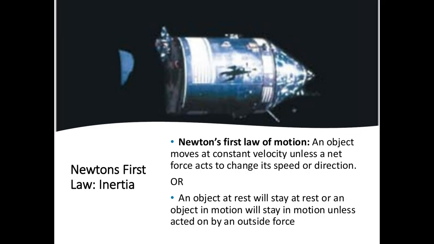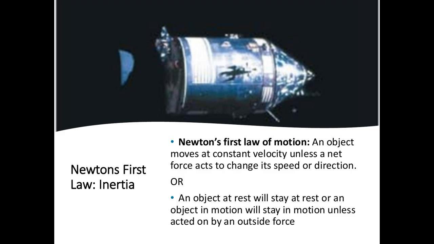Okay, so his first law of motion, if you could summarize it in one word, that word would be inertia. In many words, the definition of inertia is that an object moves at constant velocity unless a net force acts on it to change its speed or direction. That's a more physics-y definition. A more ordinary-words definition would be an object at rest will stay at rest, or an object in motion will stay in motion unless acted on by an outside force.